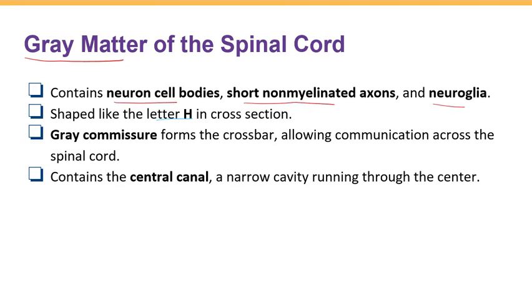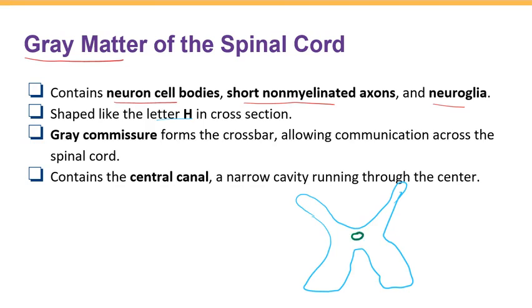We saw that the shape of the gray matter of the spinal cord is like the letter H. So I'm going to draw the gray matter like the letter H, and the gray matter is actually composed of the horns, in which the dorsal horns are slender and longer, and the ventral horns are wider and shorter.